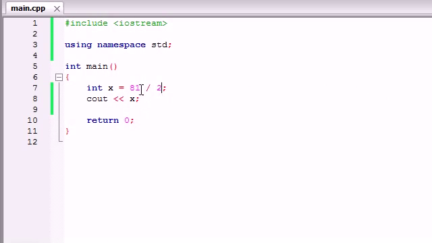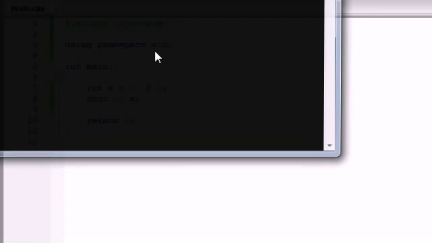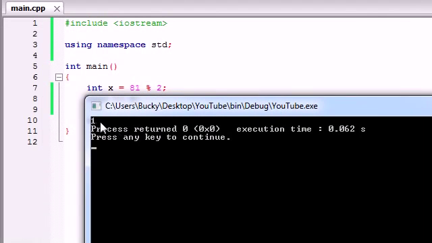So we're saying, alright, we're working with integers right here, and we don't know any other data types, so how can we get that remainder? Well, whenever we want to use the remainder, we need to use something called the modulus operator, and that is the percent sign like this. What this is going to do is give you the remainder of the answer. It's not going to say 40 remainder 1. It's just going to give you that 1. So let's build and run this, and you can see that whenever we do 81 modulus 2, it's going to give us the remainder, which is 1.